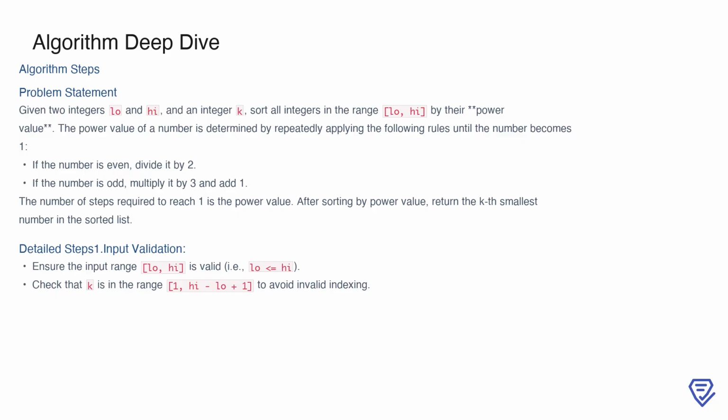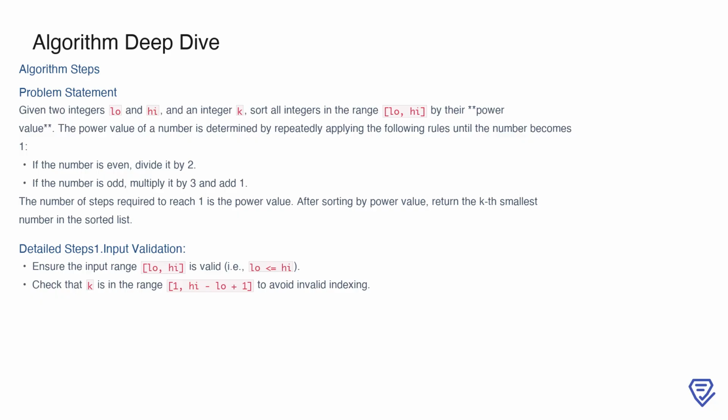and return the kth smallest number after sorting. The power value of a number is computed by repeatedly applying two rules. If the number is even, we divide it by 2, and if it's odd, we multiply it by 3 and add 1. This process continues until the number becomes 1, and the total number of steps taken is the power value.